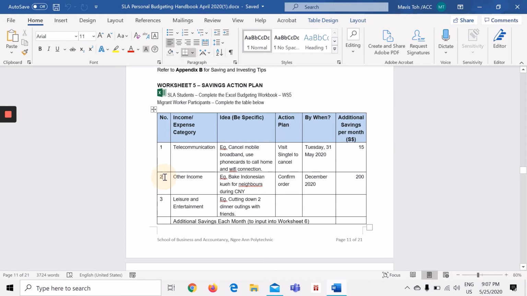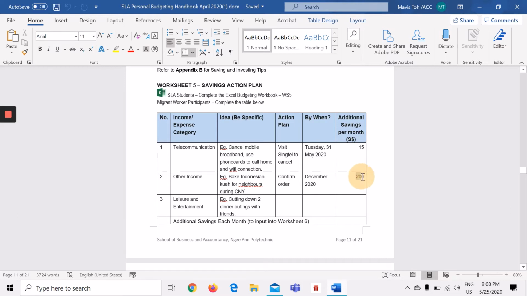From the second row here, you can see it's other income. This section will teach you how to increase your income and also cut down your expenses. For your other income, look at this idea here. For example, baking Indonesian kueh for neighbors during CNY, which is Chinese New Year. The action plan will be to confirm orders from your neighbors. By doing this, you can see how many orders you have to make, so you won't waste any money or effort by overcooking. So by when, December 20 you confirm their orders, then the next year Chinese New Year you can do it and not have any leftovers.